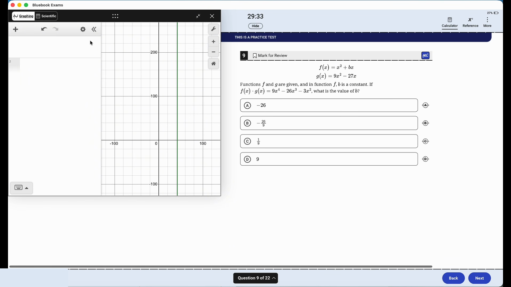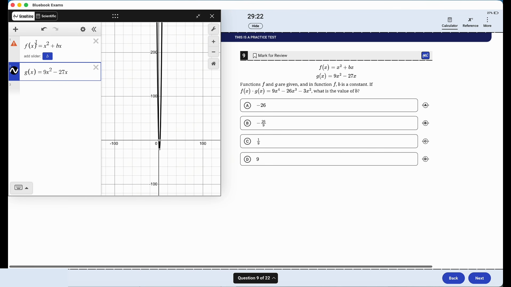Next one, we got our functions. So if I type these functions in, I'm going to get an error for g, or for the f of x, because it doesn't know what b is. So it's important we understand why we're getting an error. It gives you a hint sometimes. It doesn't know what b is.